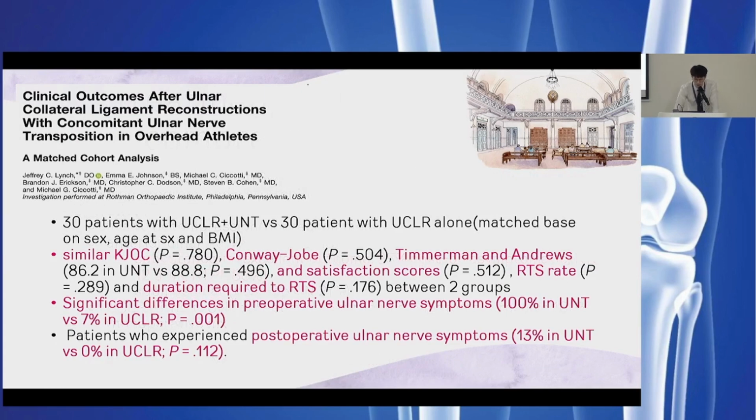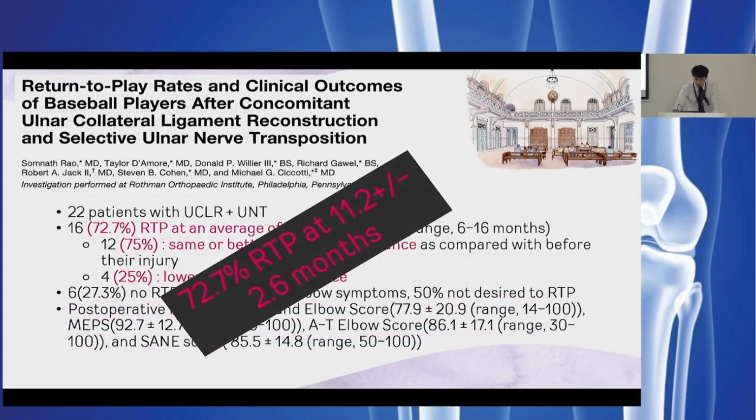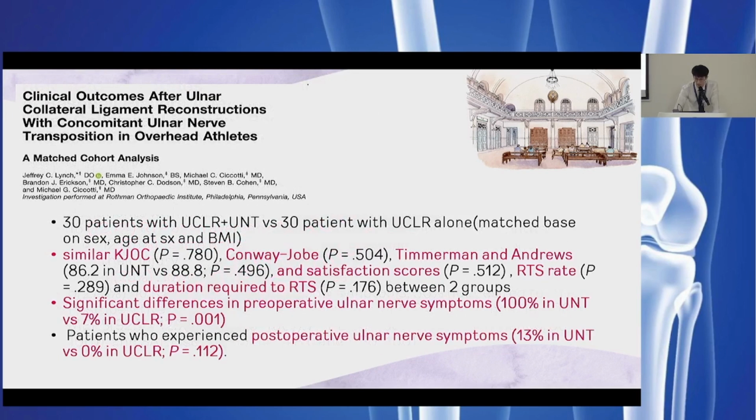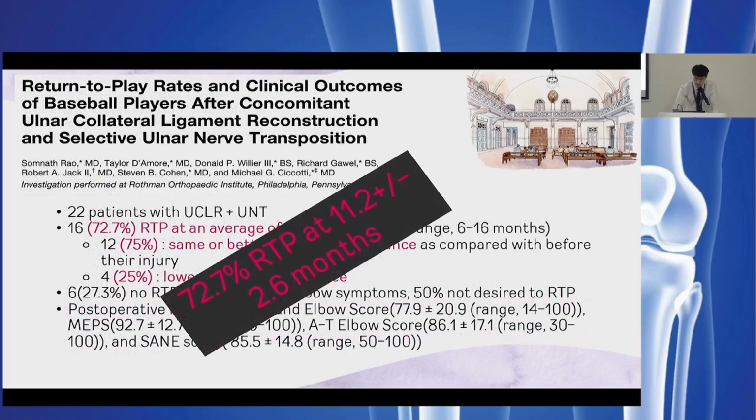And we have a cohort study comparing UCL reconstruction with ulnar nerve transposition and without ulnar nerve transposition. There are good and similar outcomes between the two groups, despite a significant difference in preoperative ulnar nerve symptoms, but no difference in postoperative ulnar nerve symptoms. And the outcome of the ulnar nerve transposition is quite good, with a return to sport rate of about 72.7% at 11 months.